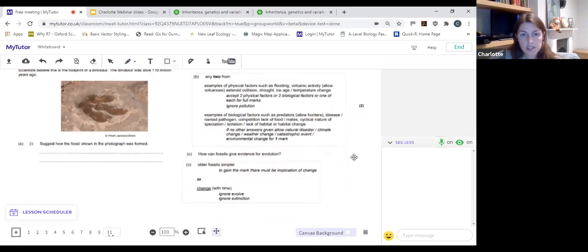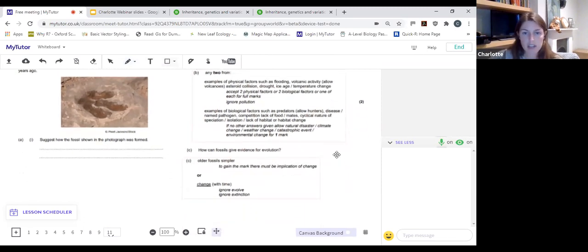Okay, and the last part, how can fossils give evidence for evolution? So older fossils are simpler, or there's a change with time. What they're getting at there is that fossils show changes in organisms over time. Be careful there, because they've said ignore the word evolve. That's quite interesting. So just be quite precise with your answers here. You can't say the word evolve, because evolution is in the question.